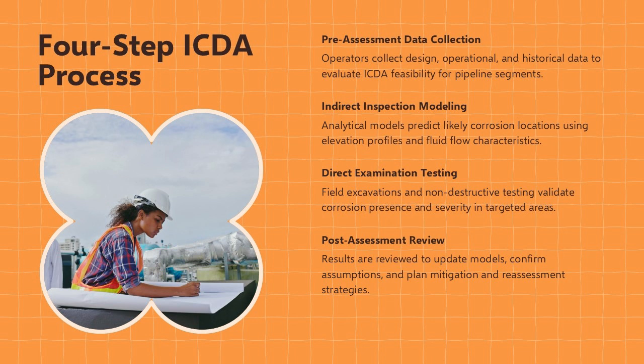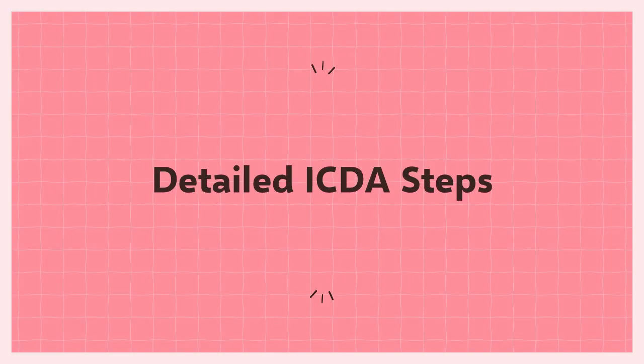Finally, post-assessment evaluates the effectiveness of the ICDA process. Results are reviewed to validate assumptions, update models, determine mitigation actions, and establish reassessment intervals. This structured approach ensures technical rigor, transparency, and continuous improvement. Detailed ICDA steps: pre-assessment, indirect inspection, direct examination, post-assessment.